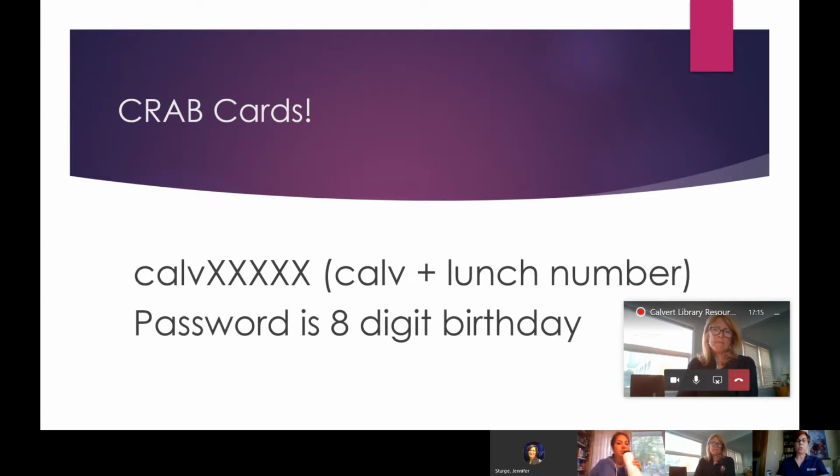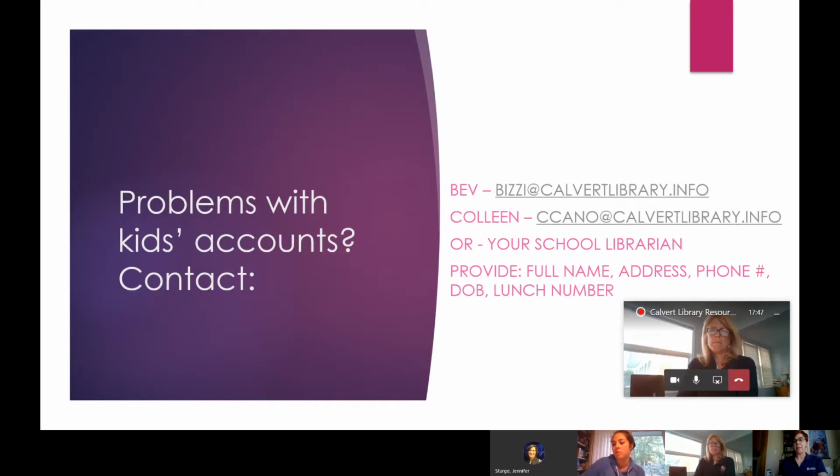Most students should have a functional CRAB card. If for some reason you find that your student does not have a functioning CRAB card, please get a hold of the library and let us know. You can get a hold of us through getanswers@calvertlibrary.info or call us at 410-535-0291. And if you call us and let us know the full name, address, phone number, date of birth, and lunch number of your child, we will be able to make sure that that child has an account set up right away. Okay.